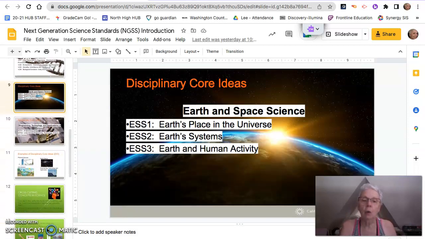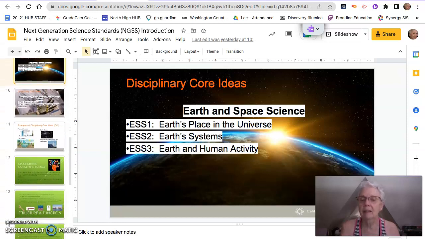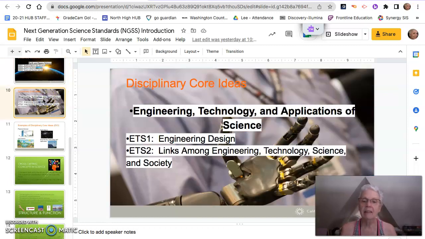Another disciplinary core idea is earth and space science. And we look at the earth as a place in the universe, the earth within a system, and then the earth and how human activity affects it. And lastly, in our disciplinary core ideas, we're going to learn this year engineering, technology, and application of science. We're going to look at engineering design. How does it work? How does it help? And then we're going to link engineering, technology, science, and society. So we're going to be doing all of that. So those are our core ideas that we're going to be learning this year.